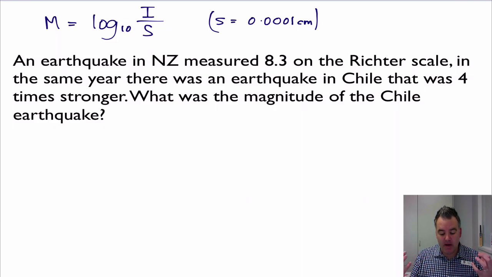So here's another earthquake example here. We've got an earthquake that measured 8.3 on the Richter scale, big earthquake. And the same year there was an earthquake in Chile that was 4 times stronger. Now what we need to realize here is if we're using a logarithmic scale, then an earthquake of magnitude 6 is 10 times more intense than an earthquake of magnitude 5. So every time we go 1 up the scale, it increases by an order of 10.